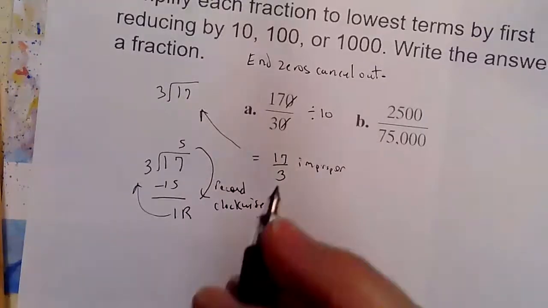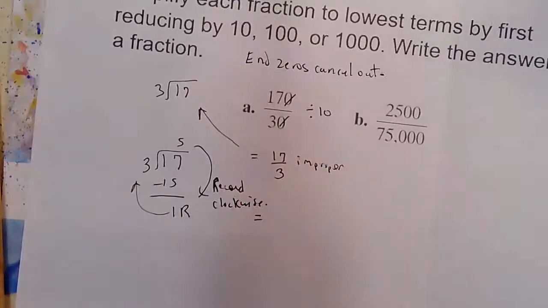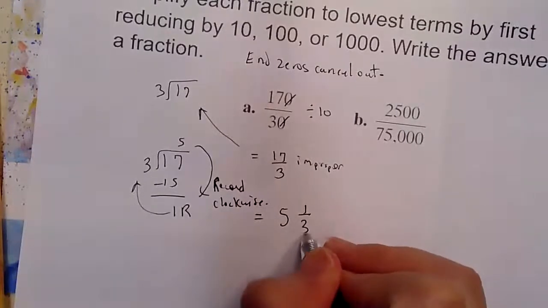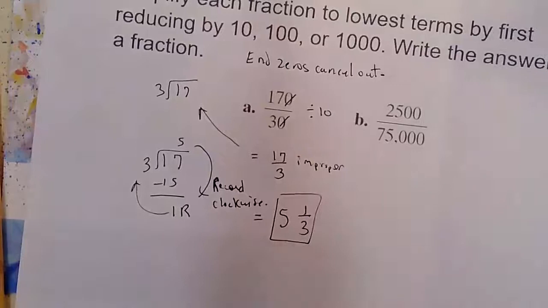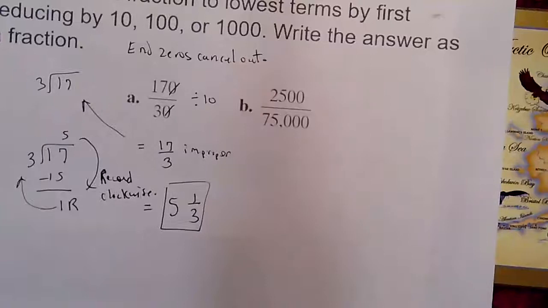So record clockwise, record clockwise. So this would be 5 and 1/3, 5 and 1/3. Okay. And then B.